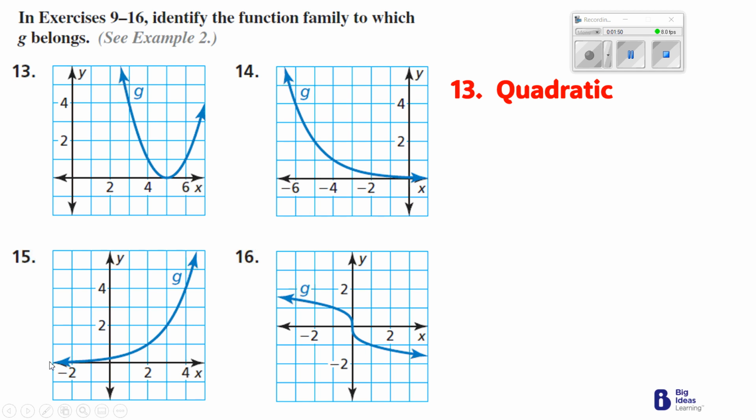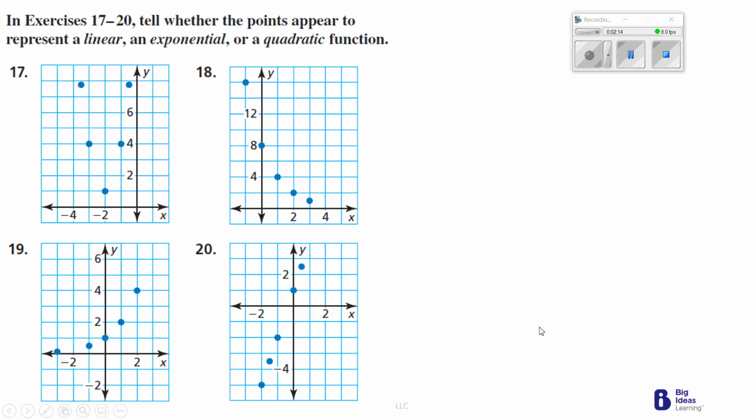Number 15, this is curved from one of the axes up, and when it's curving, that tells you it's going to have exponential growth, not linear growth, right? So this has got to be exponential. It's not curving the opposite way like an S, it's just curving kind of like a bend. It's exponential growth. Numbers 14 and 16 are yours to do.